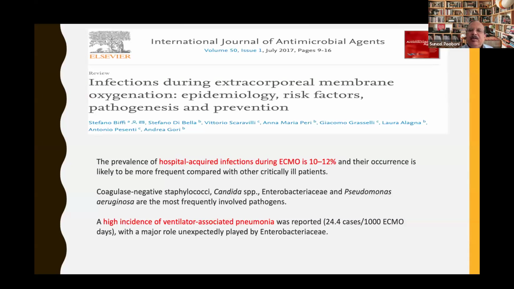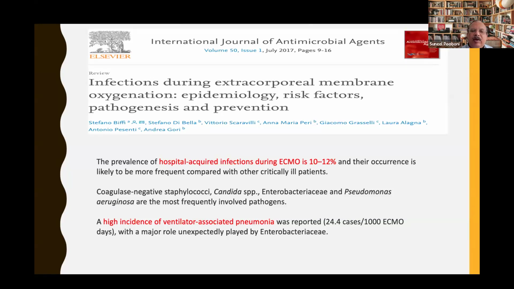Hospital acquired infections in ECMO are 10 to 12% in the Stefano et al. study. Their occurrence is likely to be more frequent compared with other critically ill patients. So the ECMO group has a higher incidence of bacterial infections compared to a similar group of critically ill patients. Coagulase negative staphylococci, candida, enterobacteriaceae, and pseudomonas are the most frequently involved pathogens.